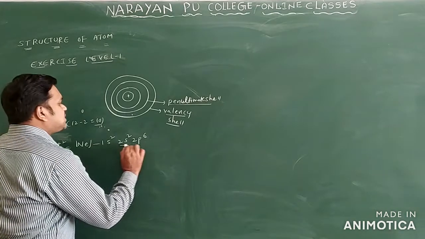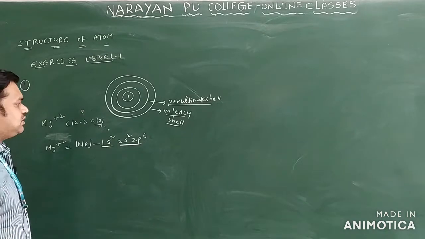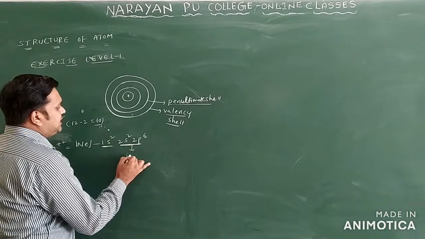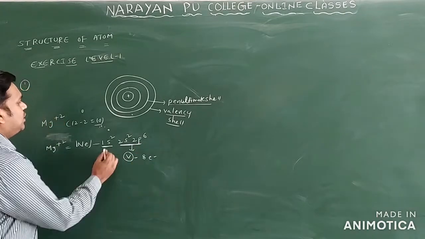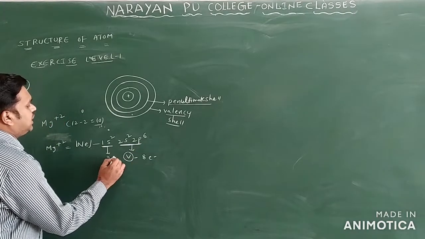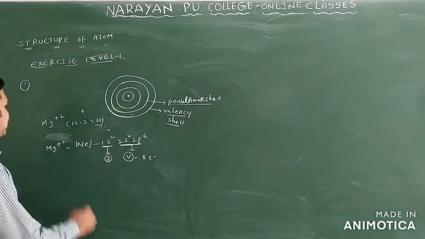This is the neon configuration. You see, this is the last shell. Last shell means you can consider this, and this is the shell before. This is the last shell we are calling the valence shell. This valence shell contains how many electrons? 8 electrons only. Now here it contains how many electrons? We have 2 electrons. This is what shell? Penultimate shell only. So electrons are not equal. So this is not an answer.